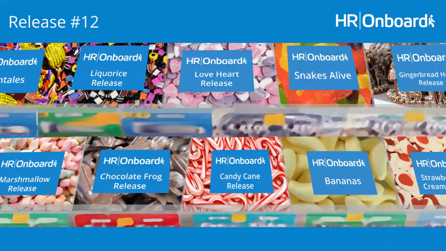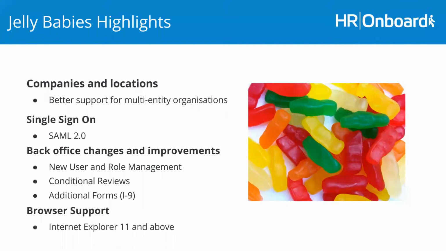Jelly Babies. Jelly Babies is the name of our 12th release. We like to name our releases by lollies. We've used lots of different lolly names over the last couple of years. Jelly Babies is the current one. And what's in Jelly Babies? We've got a lot of stuff in Jelly Babies.